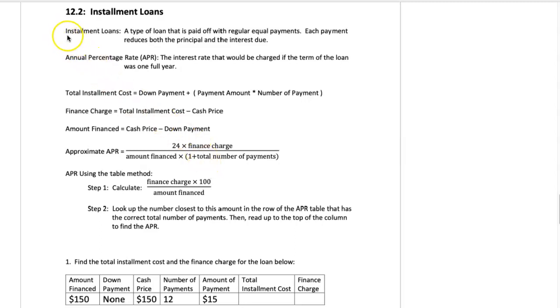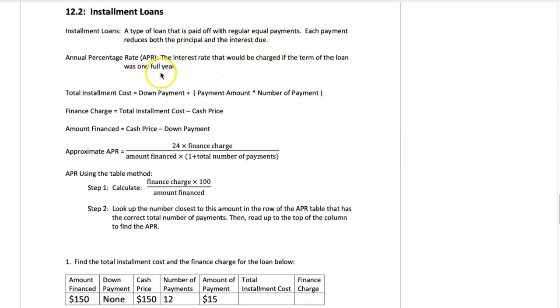Let's talk about the different types of installment loans. So an installment loan is a type of loan that's paid off with regular equal payments. Think like if you were paying off a car, then you would pay regular monthly payments on your car loan. An annual percentage rate, abbreviated APR, is the interest rate that would be charged if your loan was one full year.